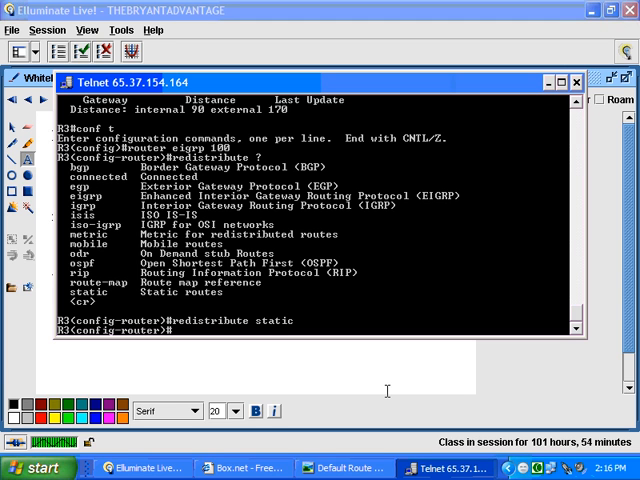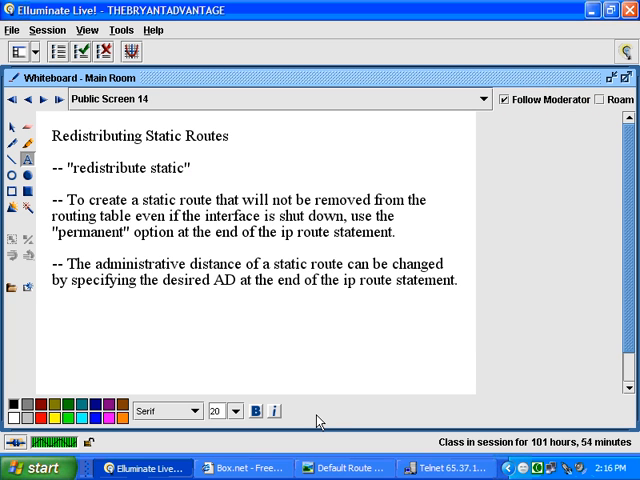And we looked here at how to redistribute a static route, but there's another kind of unique static route that you need to know about, and it's a permanent one. And I'm going to give you the theory, and then I'm going to give you some real world advice on this one. To create a static route that will not be removed from the routing table, even if the interface is shut down, you need to use the permanent option at the end of the IP route statement.